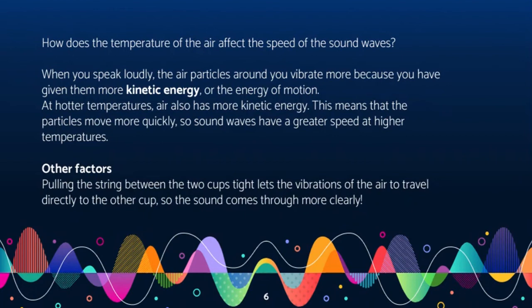And another factor that might contribute to the speed of sound waves or how they sound is that if you've pulled the string between the two cups in the experiment more tightly, you're going to have more clear and direct sound because a tight string allows the vibrations to travel directly to the other cup through the string. But if you have a loose string, the waves and vibrations will travel less clearly through it, and so you won't have as clear of a sound, and that is why you might have that effect. So try out different lengths of string, different distances, and different tightness of the string and see if you can spot any results and differences.